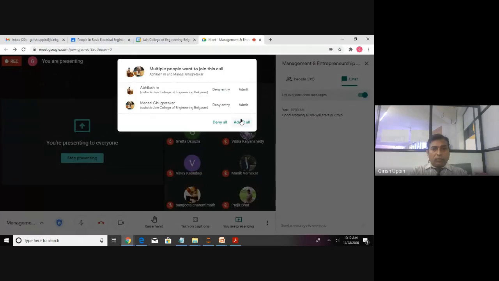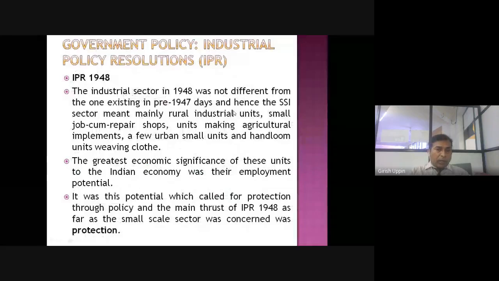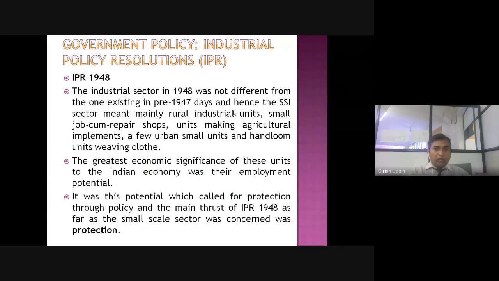So during 1948, it was not much different from the pre-independence period. Predominantly, the economy had very small rural industrial setups and small repair shops, then units making agricultural tools, and small units in the urban area. Handlooms were predominantly there, weaving the cloth. That was the structure during 1948.